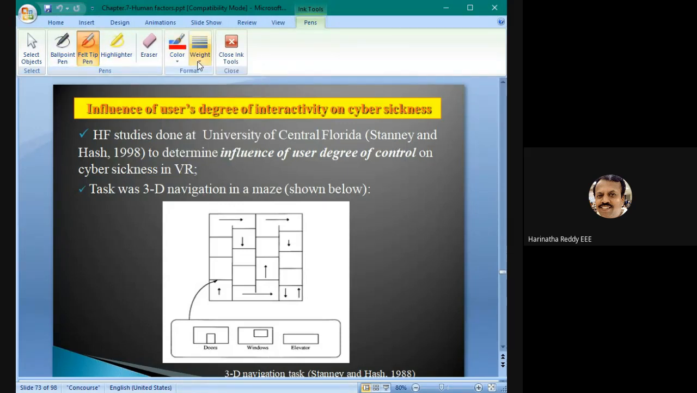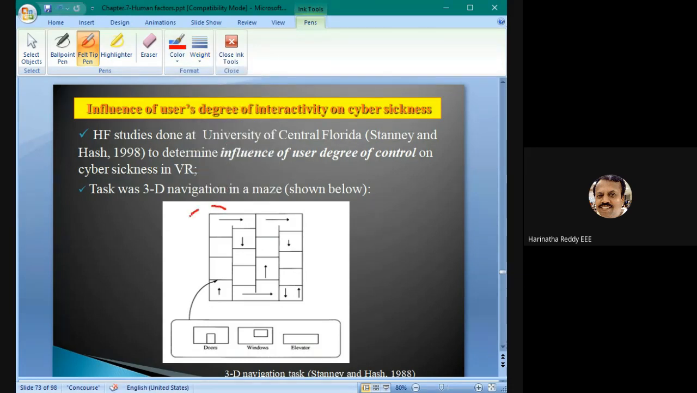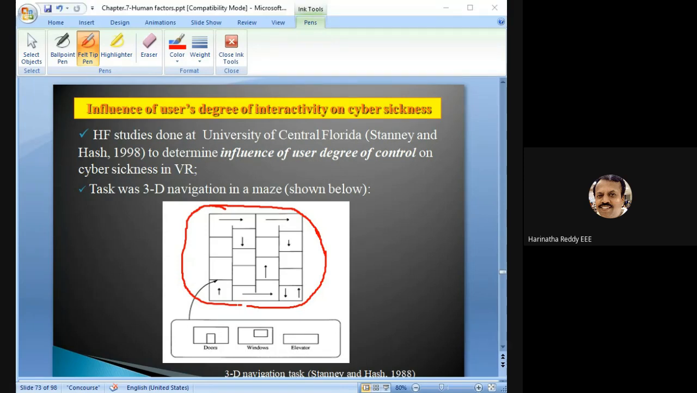This is what I'm going to say. The virtual maze. I hope it's visible to all of you. This virtual maze, this particular virtual maze is nothing but one type of game. I think you might have seen that. Can you identify the path of that particular?